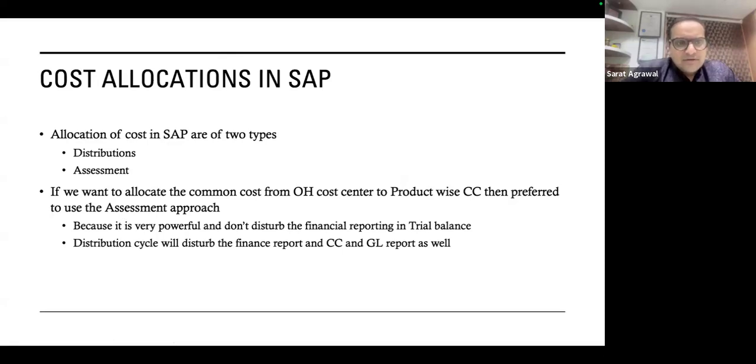Now there are two types of allocation, assessment and distribution. We always prefer to go with the assessment approach because it is always better. It will not disturb the financial trial balance in my GL and cost centers, and it is easy to identify the allocated cost versus the direct cost. But in the case of distribution, that gets mixed and the GL and CC balances also get disturbed in the financial reporting. So we always recommend the assessment approach for allocation of cost. If you are using distribution for any process, you either change to assessment or rethink whether you should be using distribution or not. This is the purpose of this particular slide.